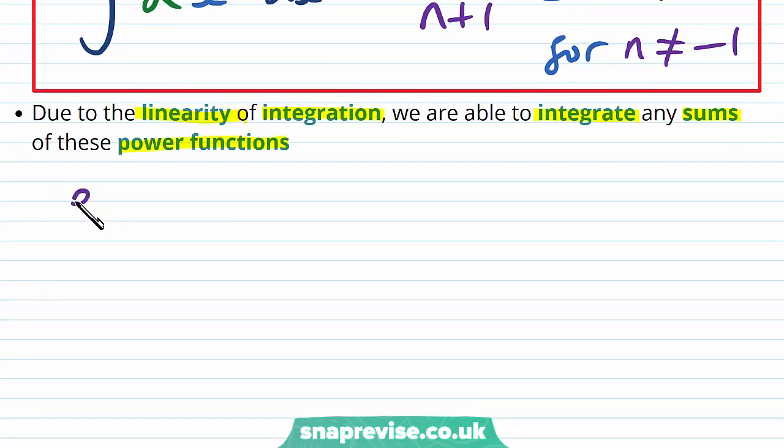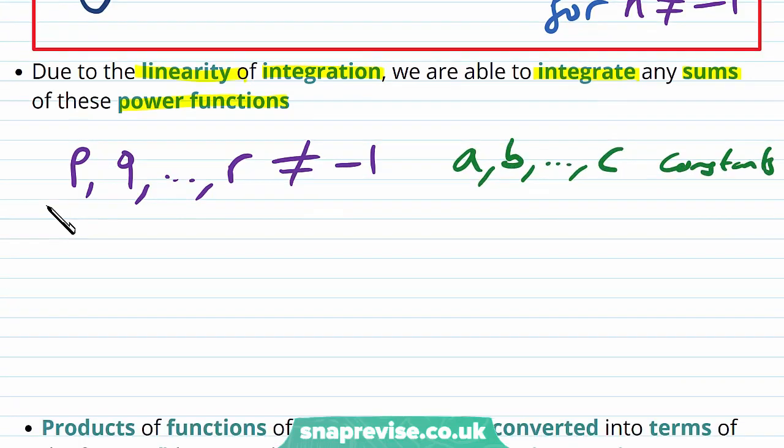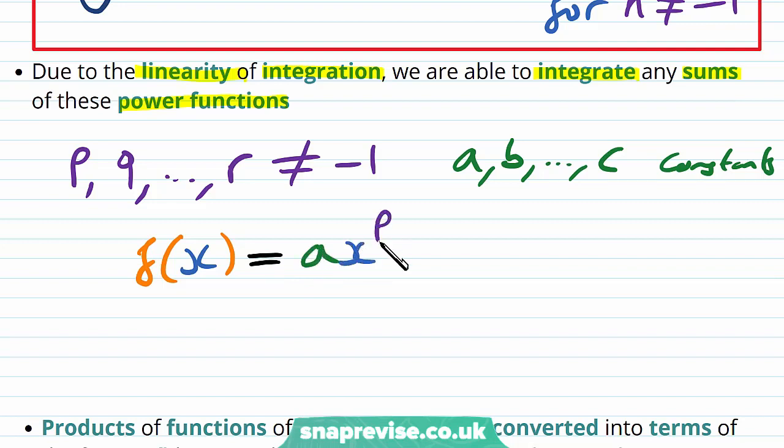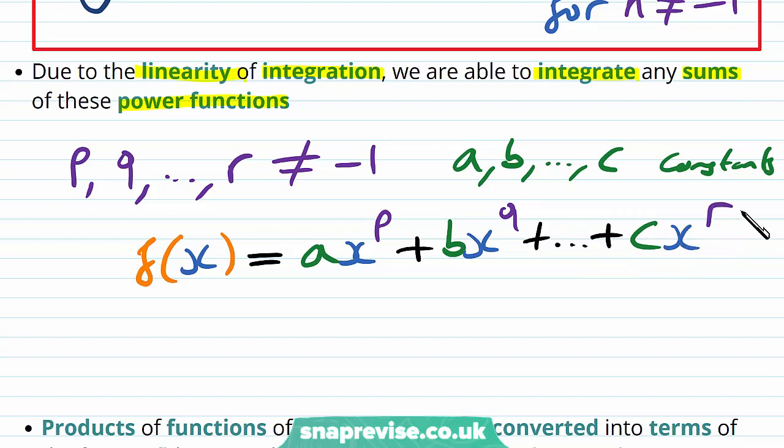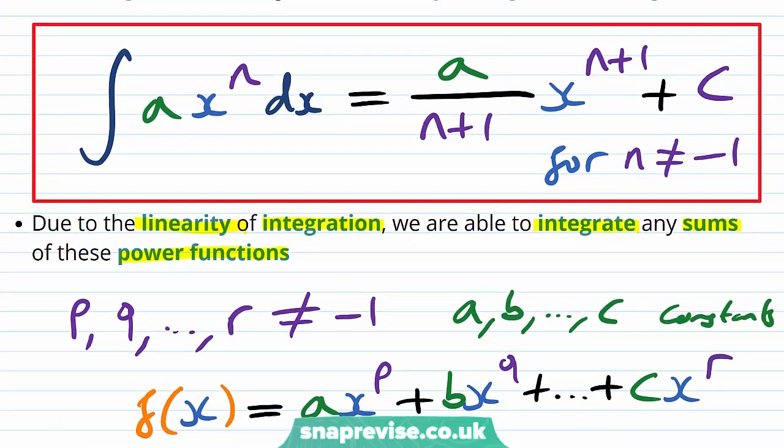Let's suppose that we have p, q, all the way up to r, none of which equal minus 1, and we're given some constants a, b, all the way up to c. Then if we write our function f of x as a general sum of these power functions, i.e. ax to the power of p plus bx to the power of q, all the way up to our final one, which is cx to the power of r. So if we want to integrate this function, i.e. to integrate f of x with respect to x, then all we need to do is to use linearity of integration and the above rule.